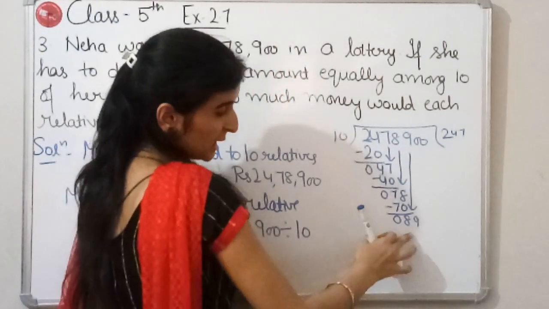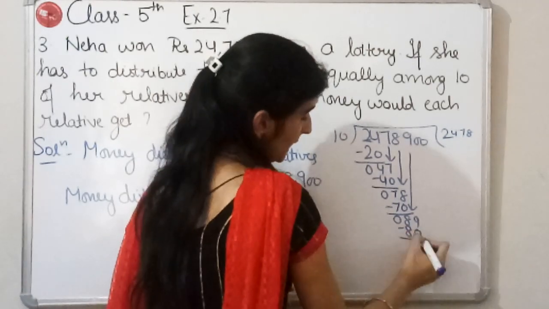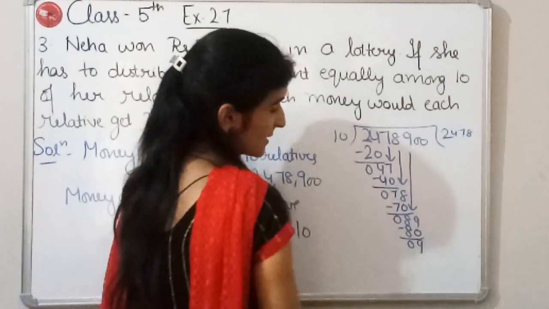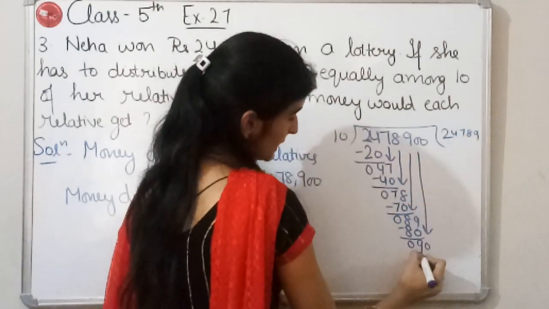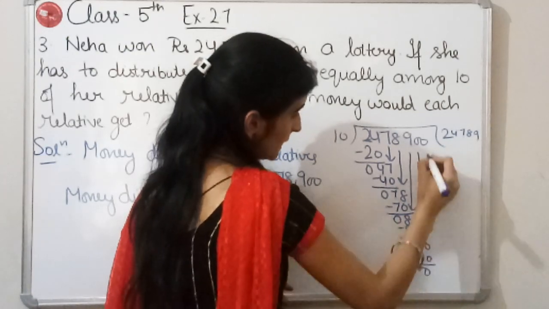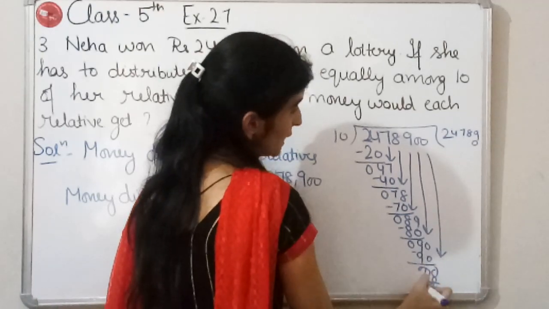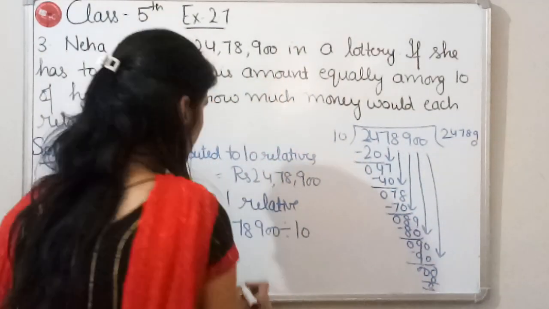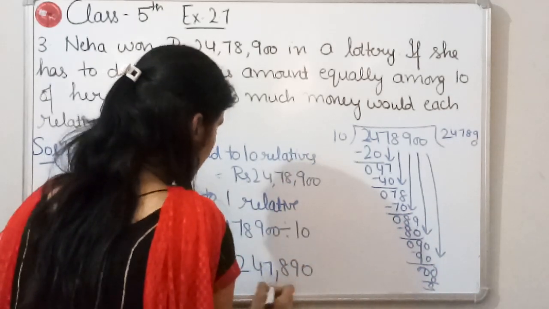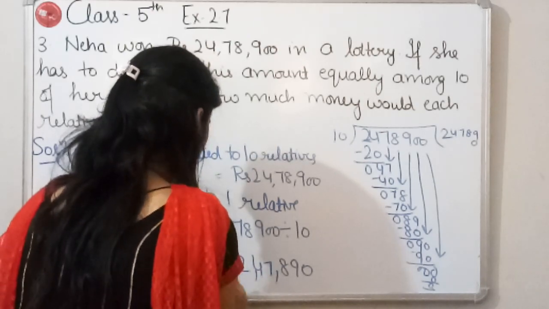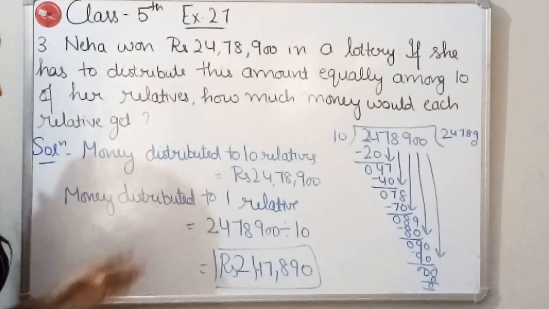Now which number is nearby 89? 10 8s are 80. 9 minus 0 9, 8 minus 8 0. After that 10 9s are 90 and the last digit is 0. So 10 zeros are 0. Okay, so 2,47,890 rupees, 2,47,890 she has to distribute to each relative.